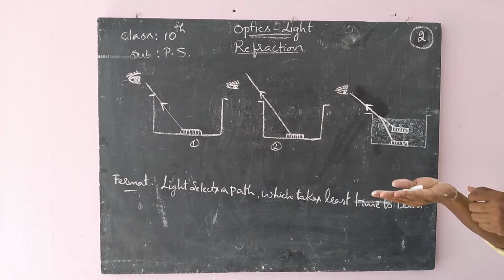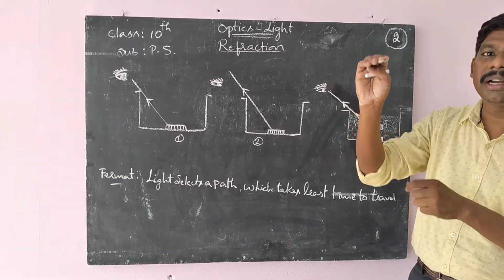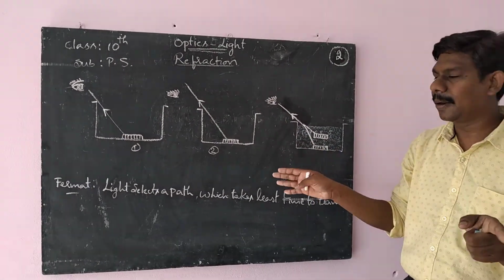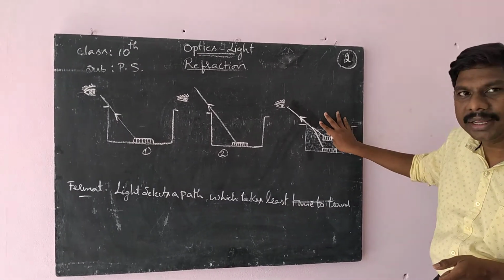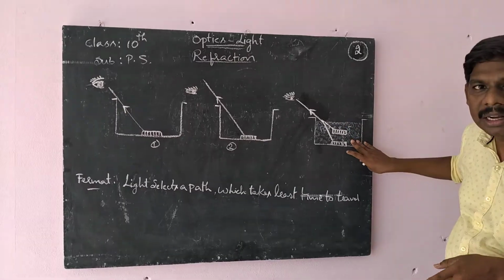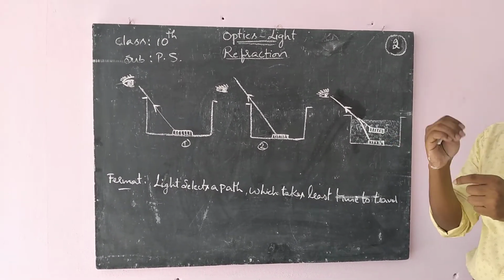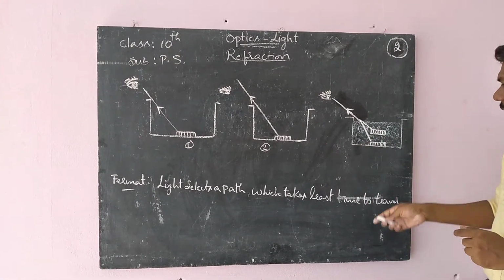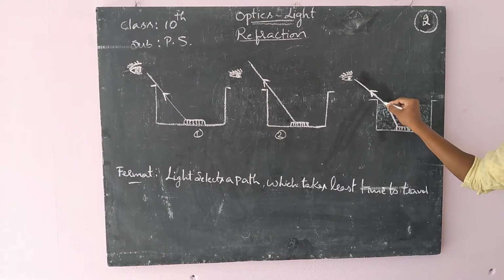That means the coin rises up, it appears to be raised. The coin does not rise up, it appears to be raised. Why? Is there any magic? Nothing is there, because there is a change in medium. This is completely air medium and this is completely water medium, liquid medium. In each medium, light tries to select a path which takes the least time to travel. That's why in this medium the first light ray travels like this, in this path.